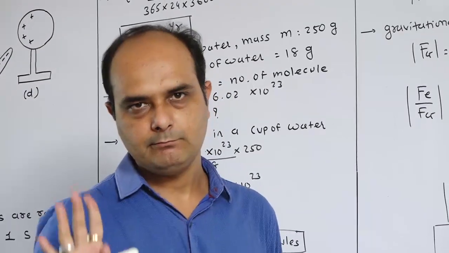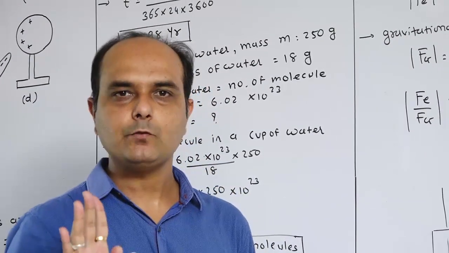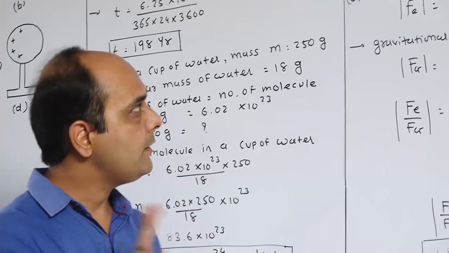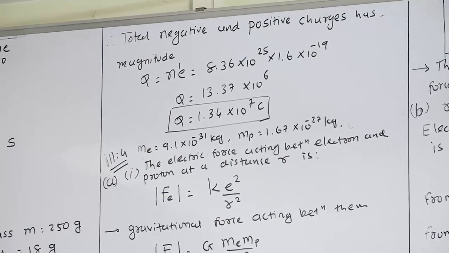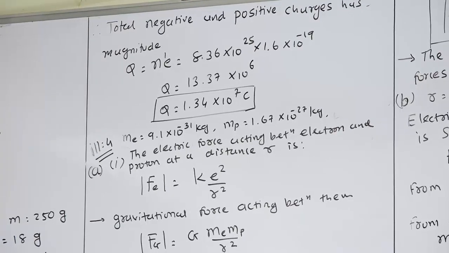Once again, a cup of water means 250 gram. Okay, now this illustration is completed. Now students, we are moving on to the next illustration, that is illustration number 4.